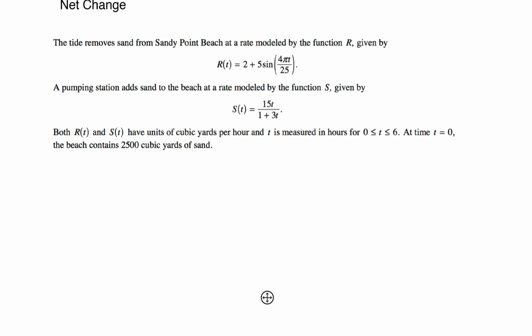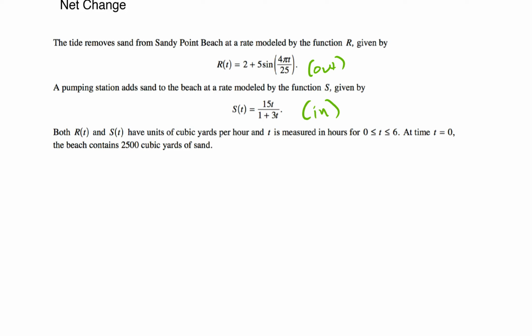Net change or rate problems. These are problems where they give you one or two rates, and then you have to find the accumulation of things or the rate at a certain time, right? Typically, they like to give you two rates, like in this case. Tide removes sand from a beach. So this one is the out. Usually one is an out, or it's removing stuff, and one's adding stuff. Commutation adds sand to the beach. That's the in.